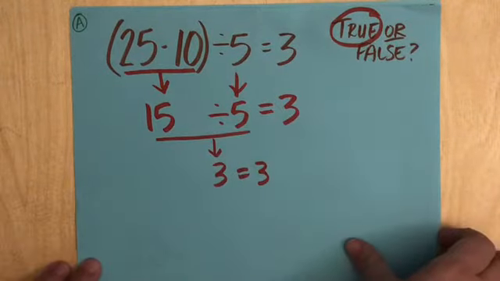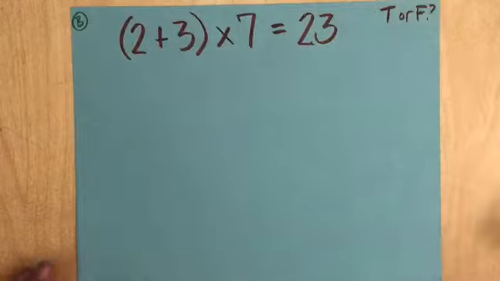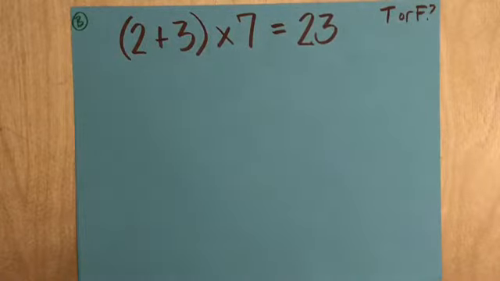Let's try another one. All right, on B, true or false? Please write down this equation, solve the parentheses first, and see if this equation is true or if it's false. Press pause and press play when you're done.